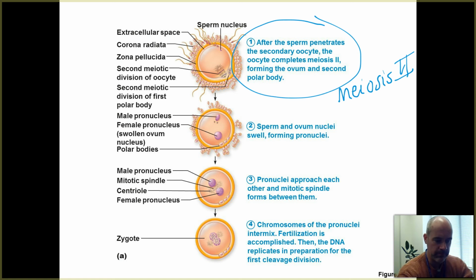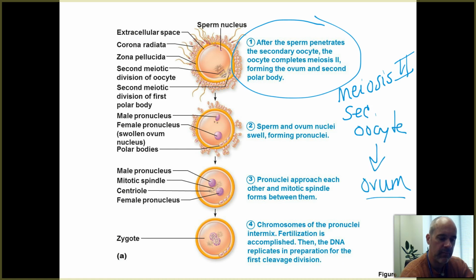We now have an ovum. During meiosis 2, you go from the secondary oocyte to an ovum. And the ovum has one set of 23 chromosomes. The other set gets dumped into the second polar body, if you guys remember us talking about that before.